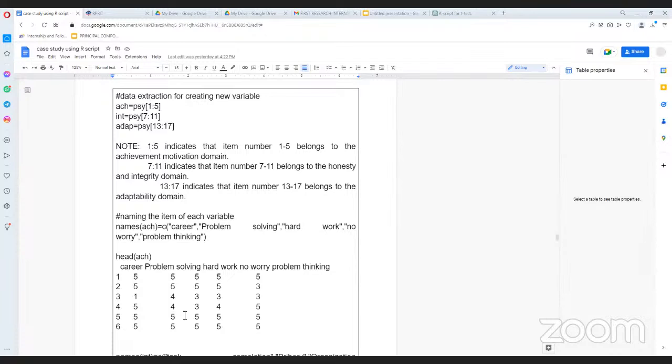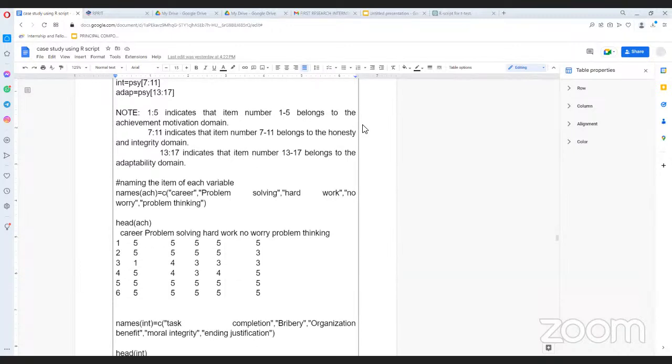Note: 1 to 5 indicates that items number 1 to 5 belong to the achievement motivation domain. 7 to 11 indicates that items number 7 to 11 belong to the honesty and integrity domain. 13 to 17 indicates that items number 13 to 17 belong to the adaptability domain. Hashtag, naming the items of each variable.